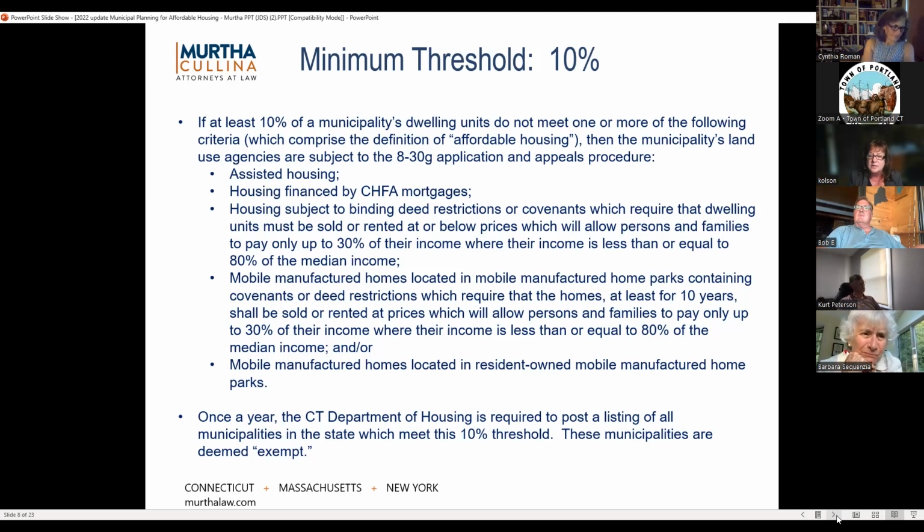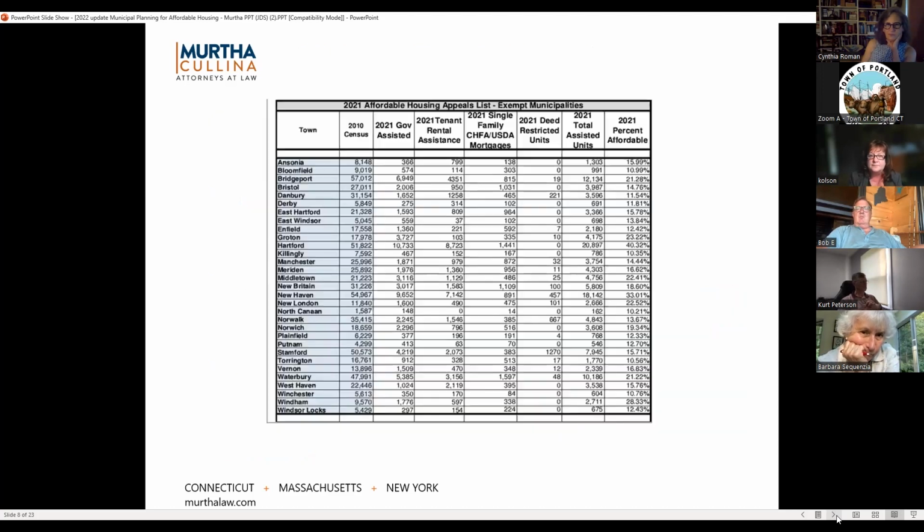Okay, so once a year, the Connecticut Department of Housing has to post a listing of all municipalities in the state which meet the 10% threshold. And those municipalities are deemed exempt from the Affordable Housing Act. And I think you saw probably on the previous slide, there was a dearth of towns that actually met this threshold, at least in 2021. Next slide, please.